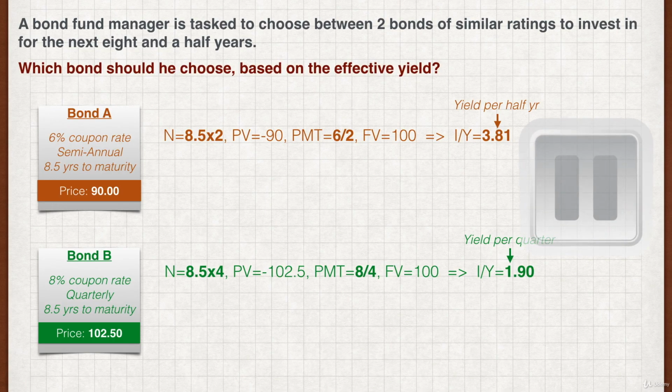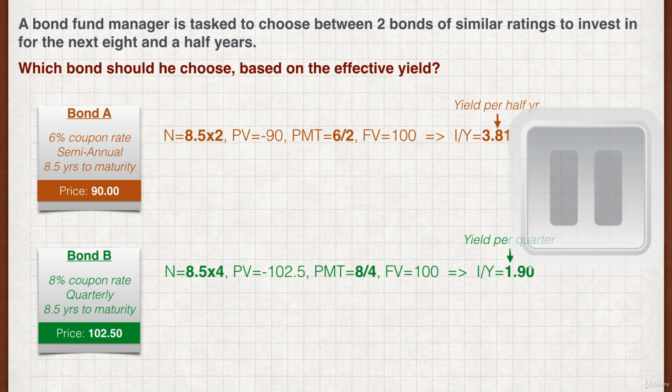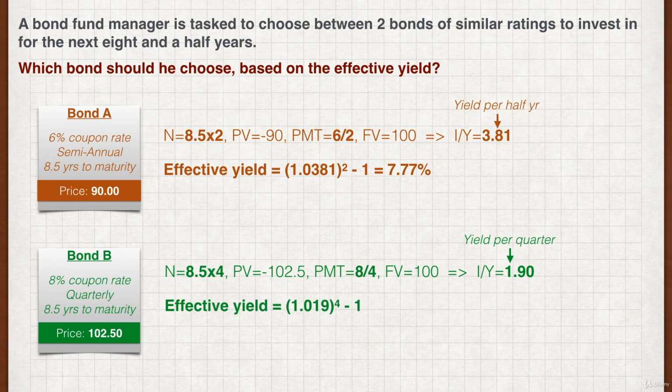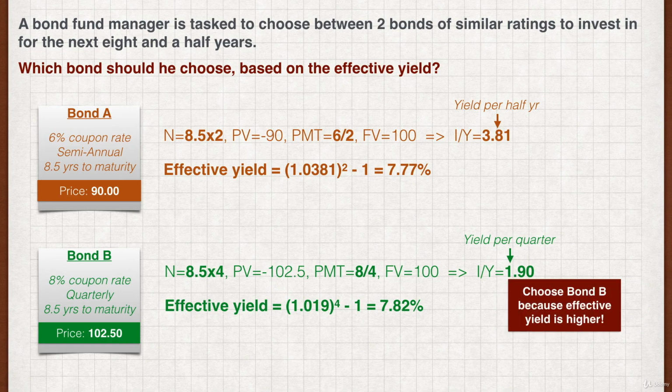Next, determine which bond he should choose based on the effective yield. Pause the video now and work out your answer. And we're back. To find the effective yield of a semi-annual bond, we compound the yield per half year 2 times. This gives us 7.77%. To find the effective yield of a quarterly bond, we compound the yield per quarter 4 times. This gives us 7.82%. Since bond B's effective yield of 7.82% is higher than that of bond A, the fund manager should choose bond B in this case.